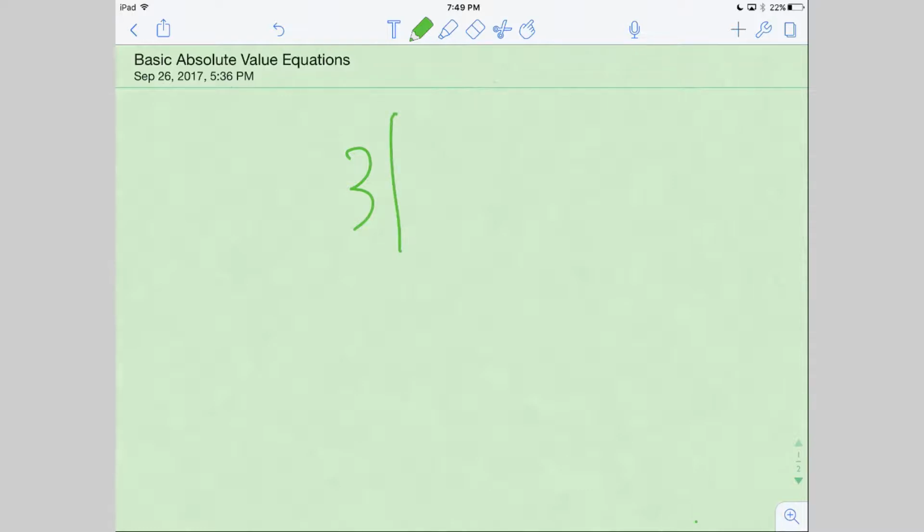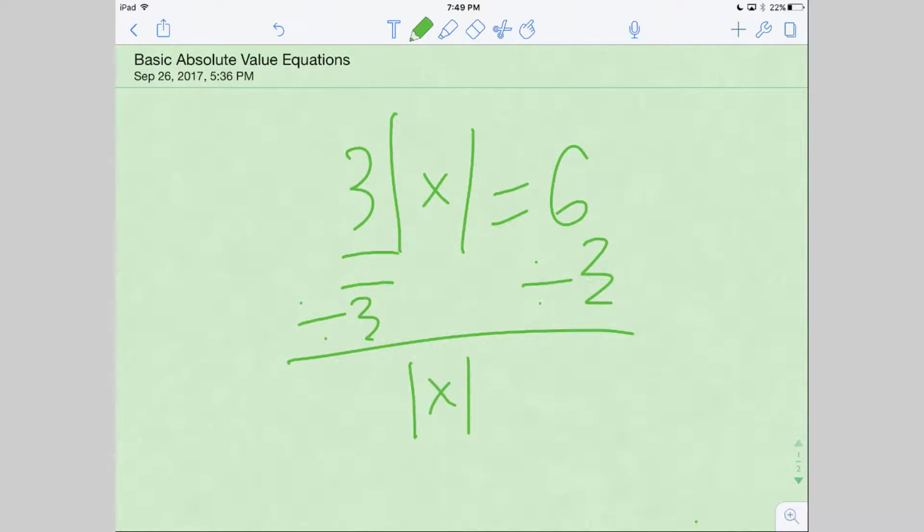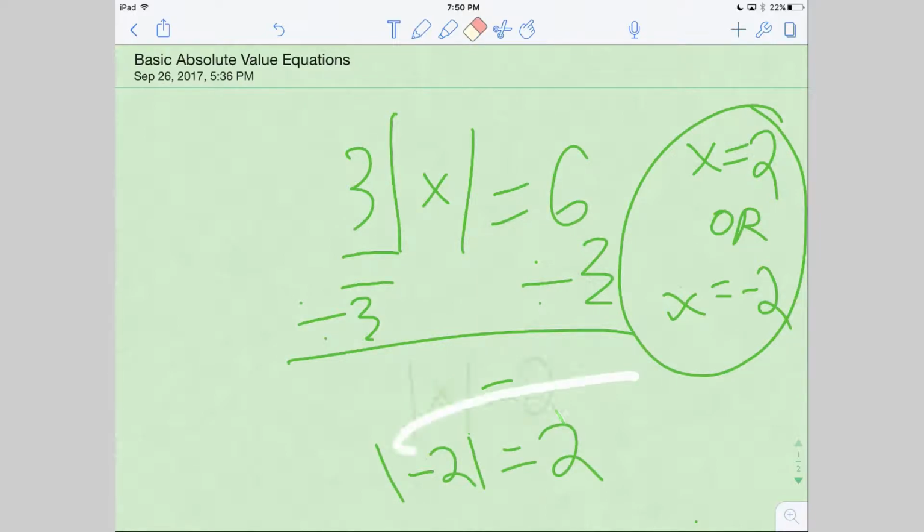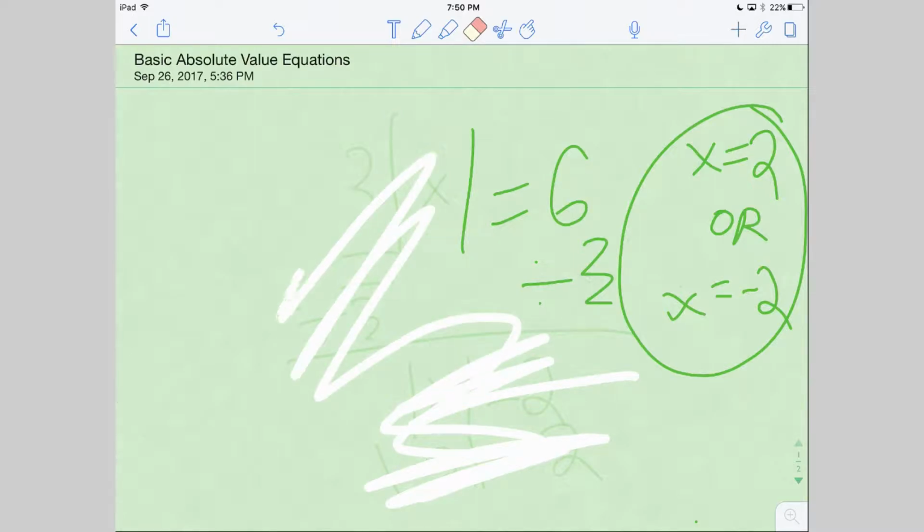3 times the absolute value of x equals 6. Now what we're going to want to do here is, the good thing here is that this 3 is outside. Because the 3 is outside, we don't have to split into cases yet. We can just divide by the 3 on both sides, and that gives us that the absolute value of x equals 2. And we already know how to do something like this. x could be 2, or x could be negative 2. If it's negative 2, then we just take the absolute value of negative 2, which is equal to 2. So that's very simple. But now we're going to try something a little bit different.